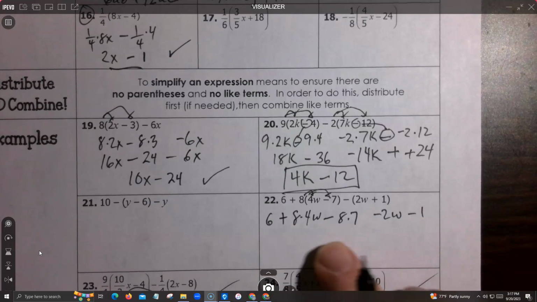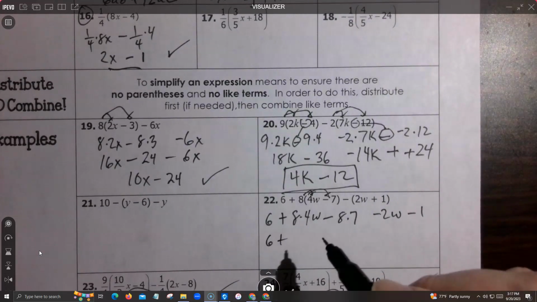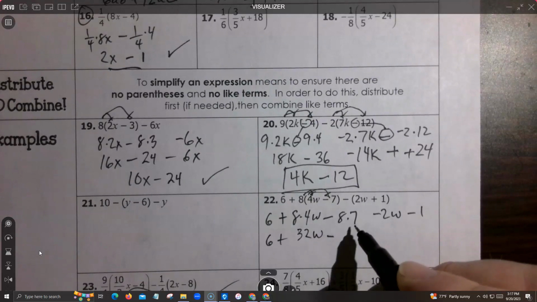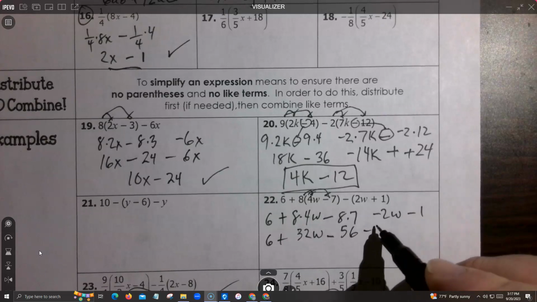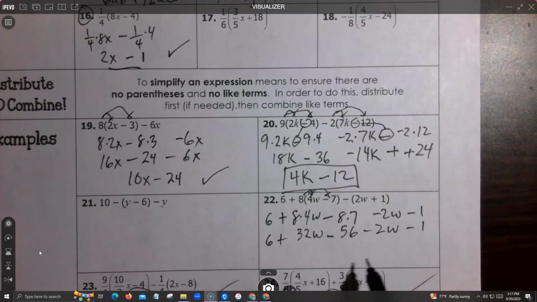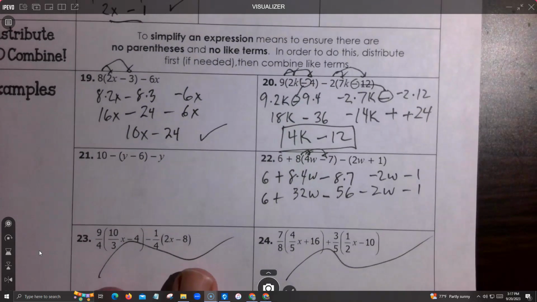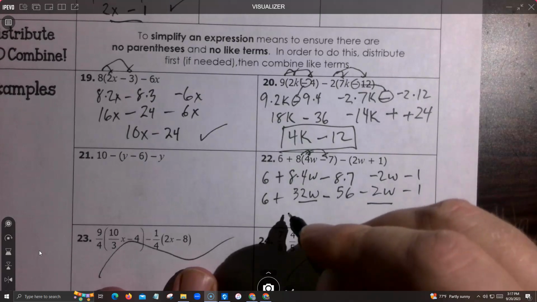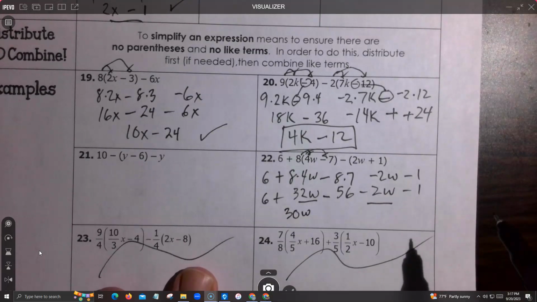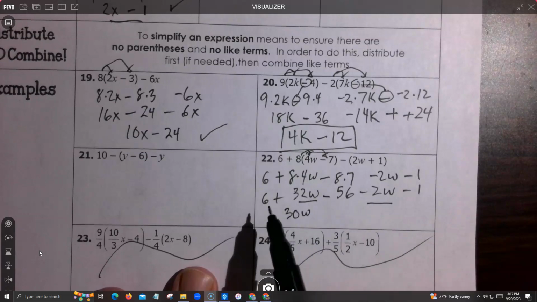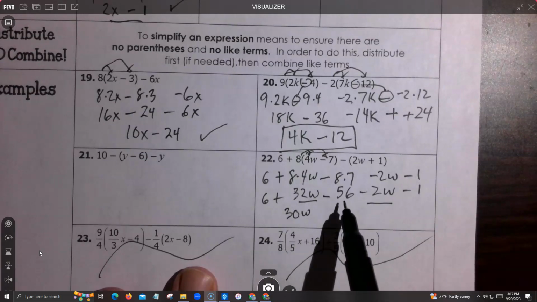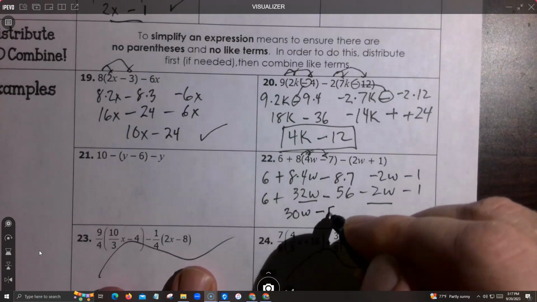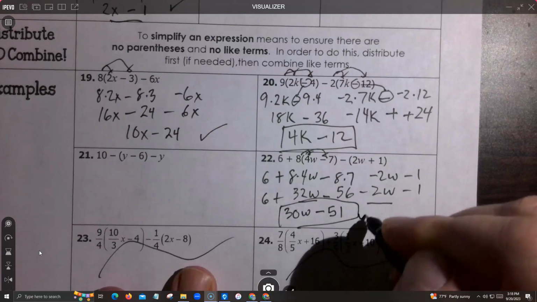Okay, all right, so I just have to clean this up. I'm going to leave the 6. 8 times 4 is 32w minus 8 times 7, which is 56. I got the minus 2w and the minus 1. So all I have to do now is combine like terms. So I'm going to put the 32w together with the minus 2w. That's going to give me 30w. And then I've got 3 constants. I got 6 and negative 56, which is negative 50. And then another negative 1, which is negative 51. And that's your answer for that one.